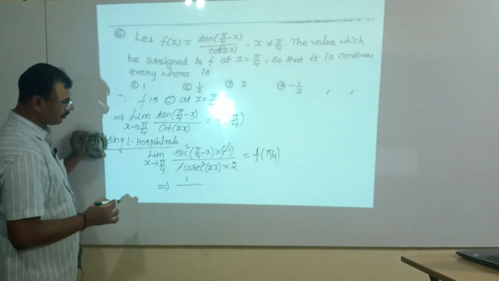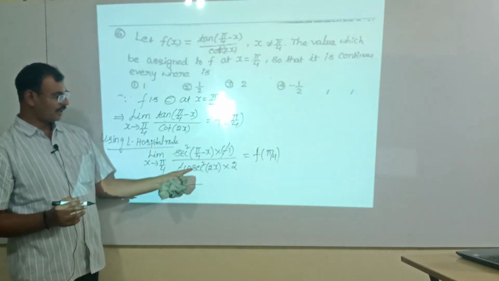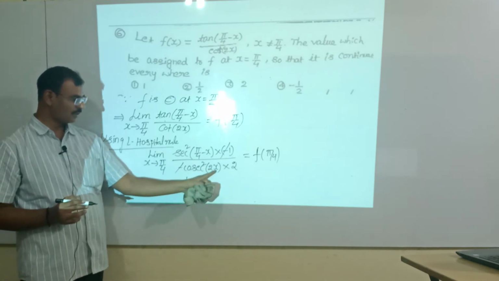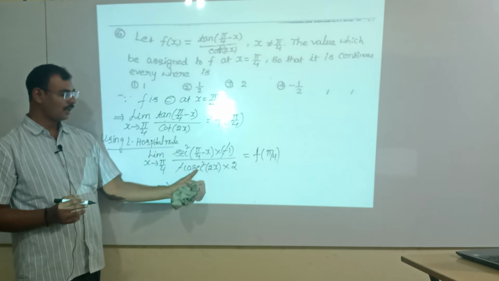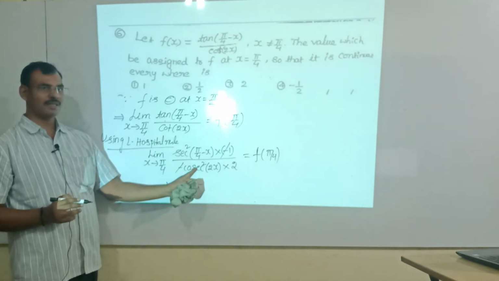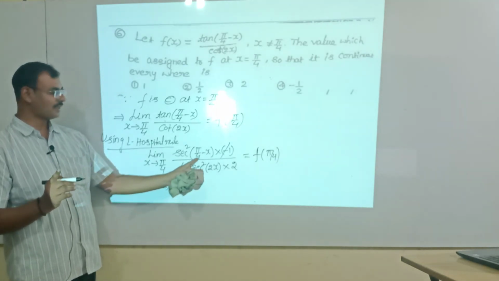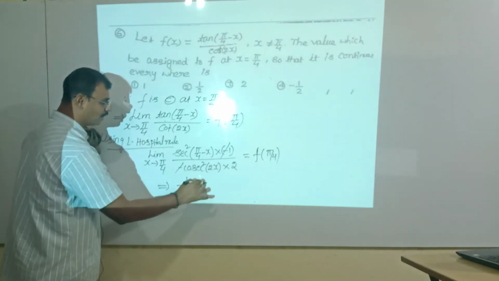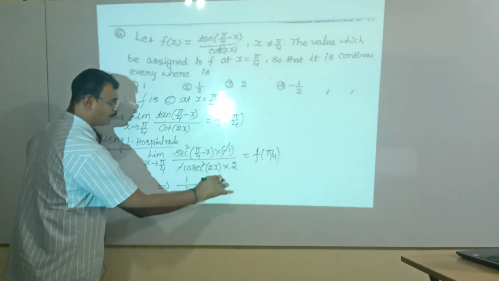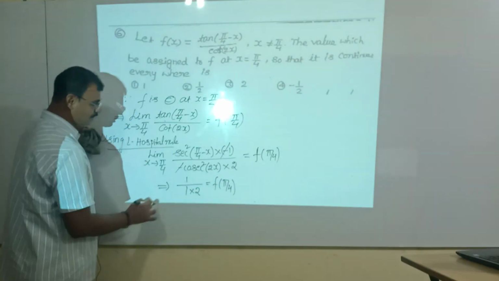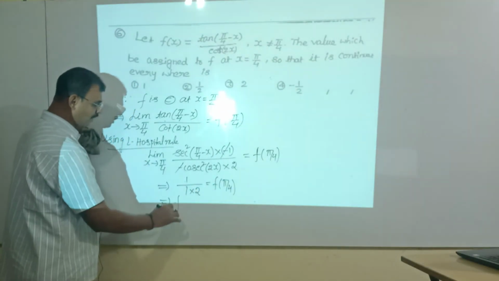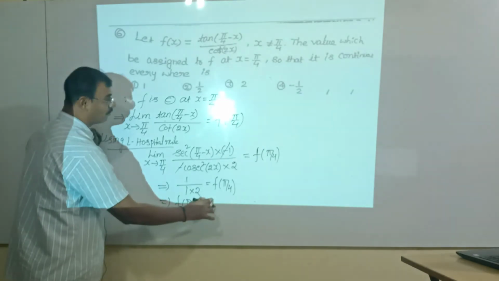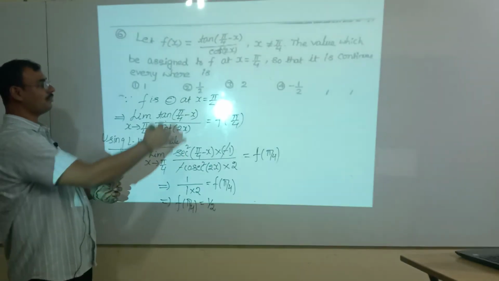divided by cosecant square of 2 into pi by 4. Here only substitute 2 pi by 4 is pi by 2. Cosec pi by 2, cosec 90 is equal to 1. So 1 square also this is 1 into 2 is equal to f of pi by 4. So what is the f of pi by 4 right now? So f of pi by 4 is equal to 1 divided by 2.